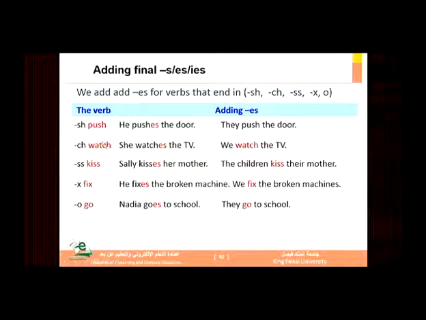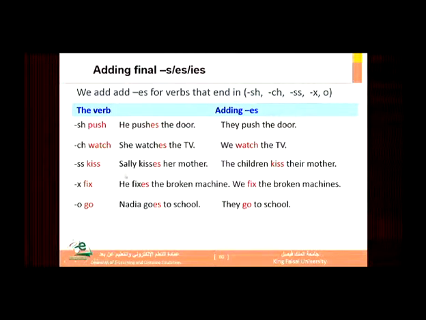Watch. If you look at the end of the verb watch, it ends with CH. So any verb that ends with CH and the subject is a third person singular pronoun, you have to add an ES at the end rather than only S. So she watches the TV. She watches the TV. But if we have a plural subject, we watch the TV.